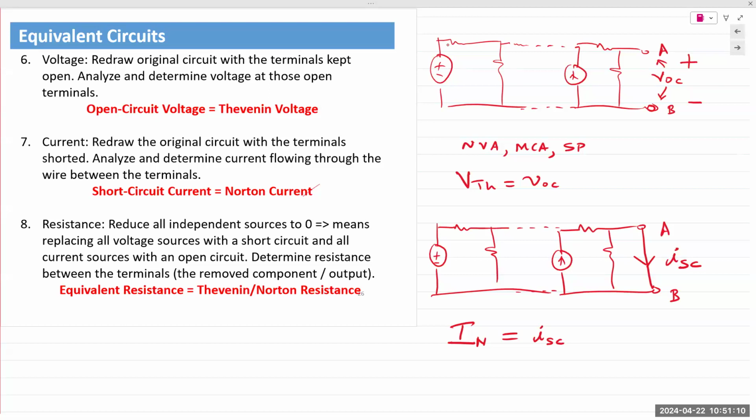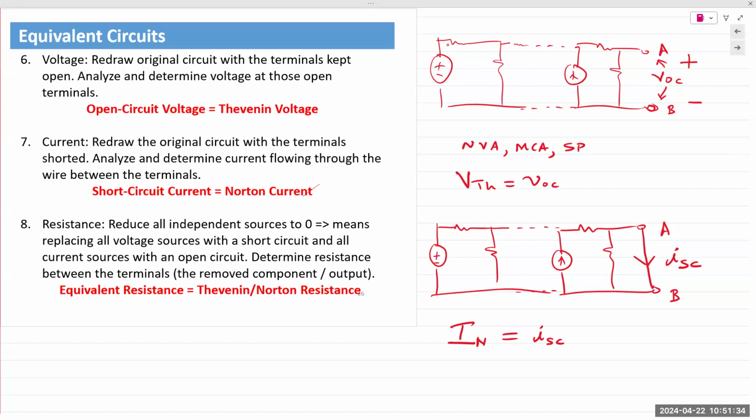For Norton current, the terminals are short-circuited. So you have to determine the current flowing from node A to B through that wire. Also note, because there is a wire between nodes A and B, it is the exact same node.